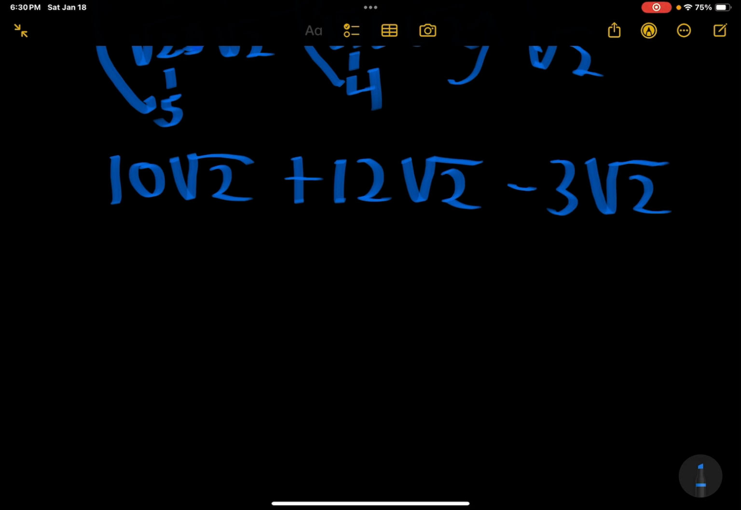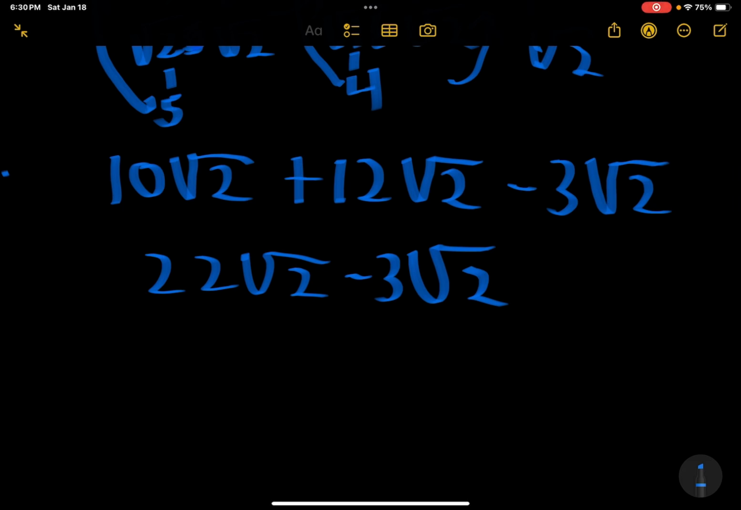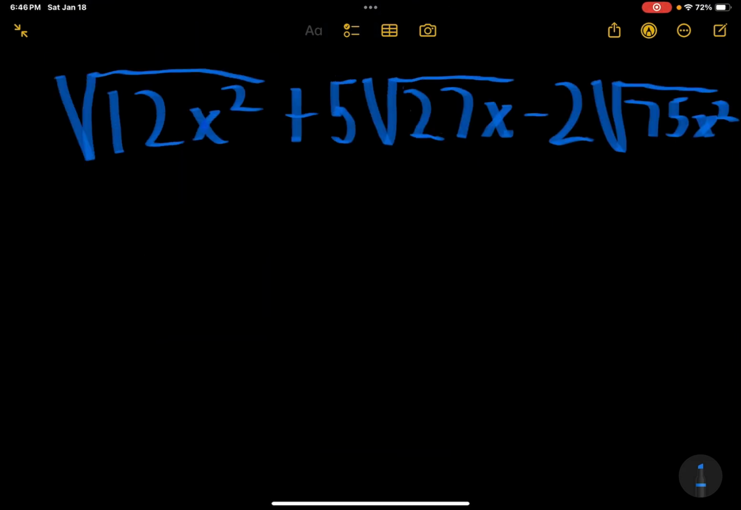And now this should be pretty easy for you, because now you're really just doing 10 plus 12 minus 3. So 10 plus 12 is 22. So go 22 square root 2 minus 3 square root 2. 22 minus 3 is 19. Square root 2. And there you go.